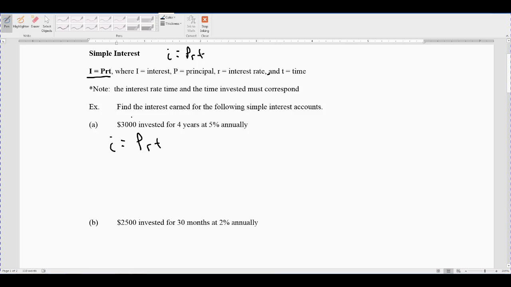Now $3,000 is invested, so that's your P. Time is T. Annually is yearly, so the times correspond. 5% as a decimal is 0.05 because you move the decimal two places to the left. So we have I equals 3,000. This is P times R times T, so it's all multiplication. The R is 0.05 and the T is 4.